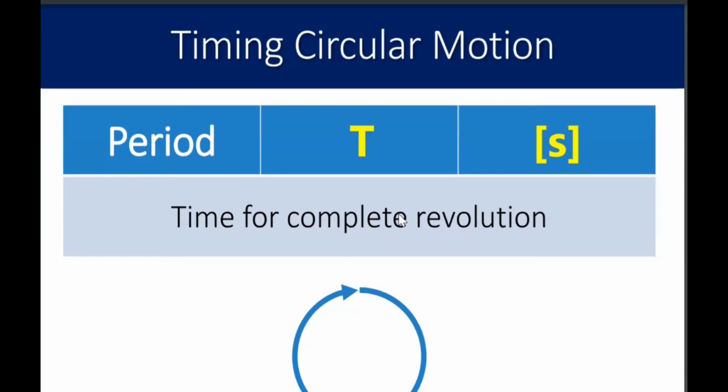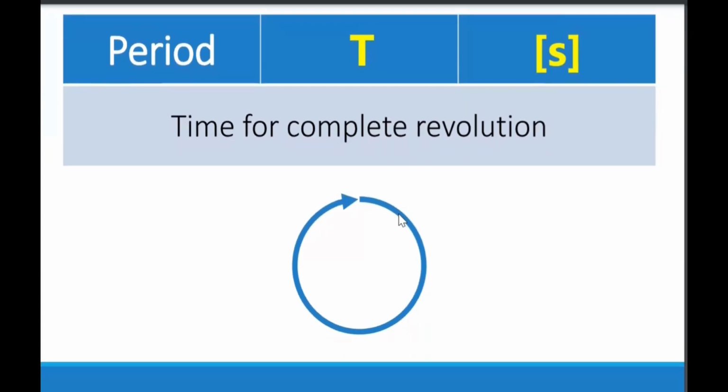Then we look at the timing for this circular motion. To go around a circle one complete time, or one revolution, or one oscillation, we say this time is uniquely called the period. And the period is the time to complete that one revolution, that one oscillation around a specific circle.